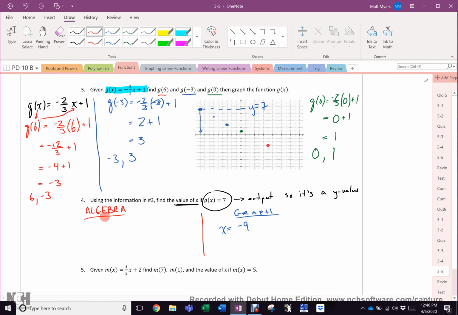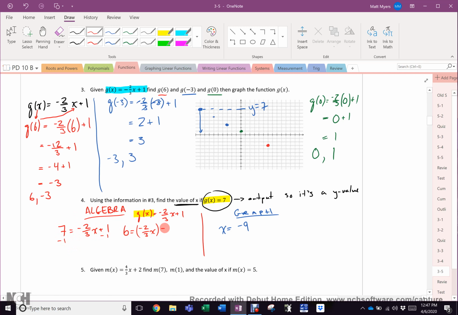Now, if I'm going to do that with algebra, we know our function is g of x equals negative 2/3 x plus 1. Now, read that. That says g of x equals 7. Well, right there you see g of x. So the whole thing, g of x, equals 7. So here we write that as 7 equals negative 2/3 x plus 1. Then we just do algebra. Minus 1 minus 1. 6 equals negative 2/3 x.